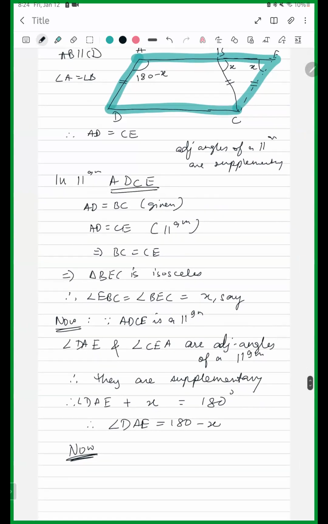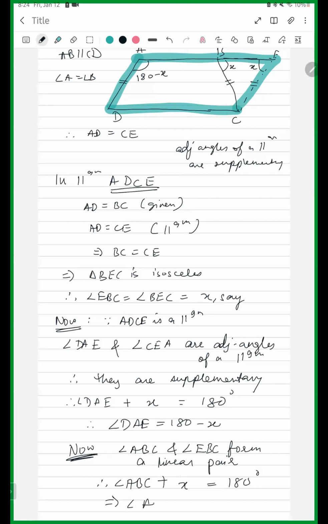Now, angle ABC and angle EBC form a linear pair. Therefore, angle ABC plus angle EBC, which is X, is equal to 180. That means angle ABC is equal to 180 minus X.